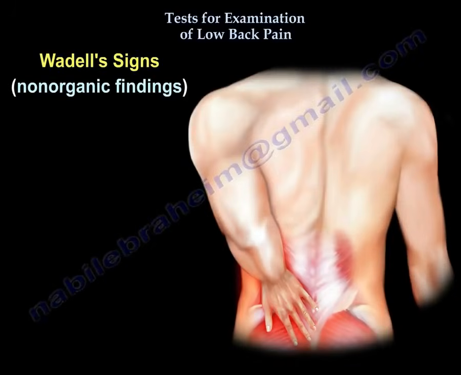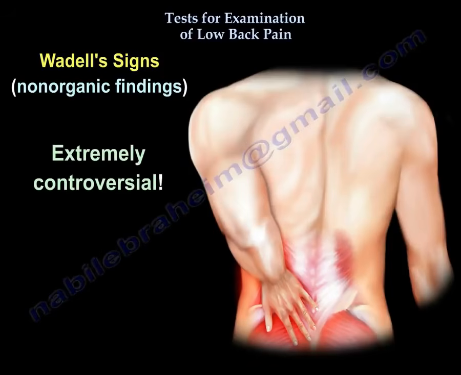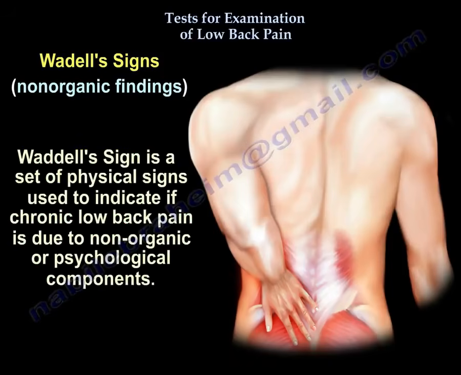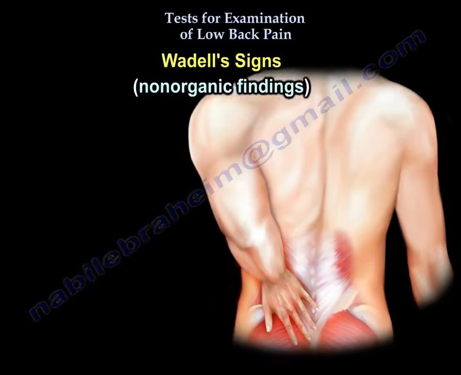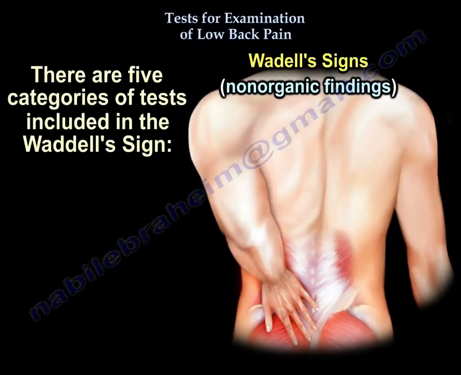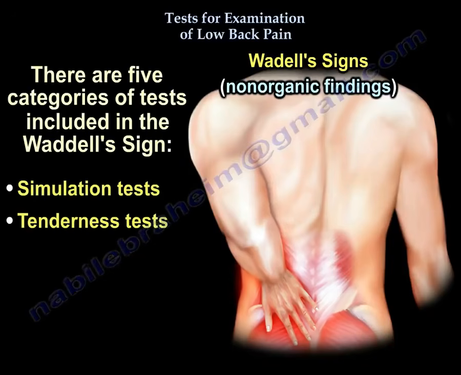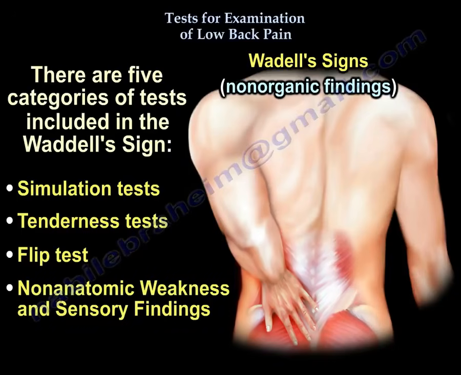Wadell signs, non-organic findings. It's extremely controversial. Wadell signs is a set of physical signs used to indicate if chronic low back pain is due to non-organic or psychological components. There are 5 categories of tests included in Wadell signs: simulation test, tenderness test, flip test, non-anatomic weakness, and sensory findings. Overreaction.